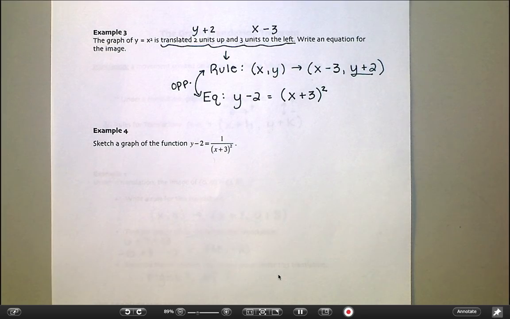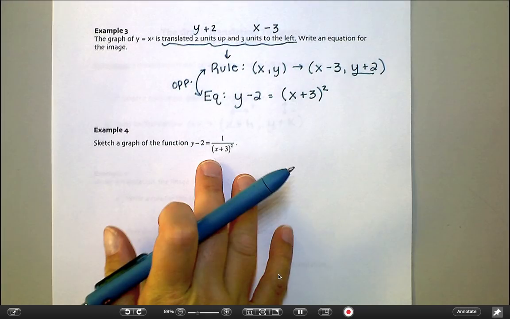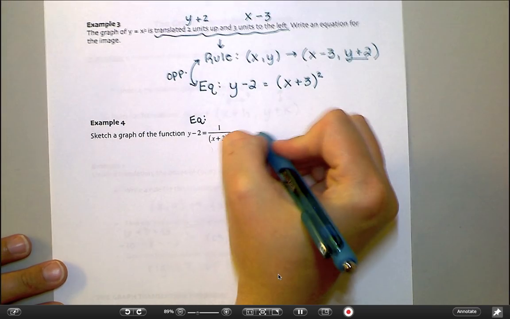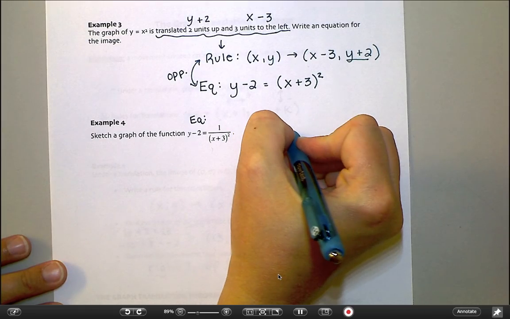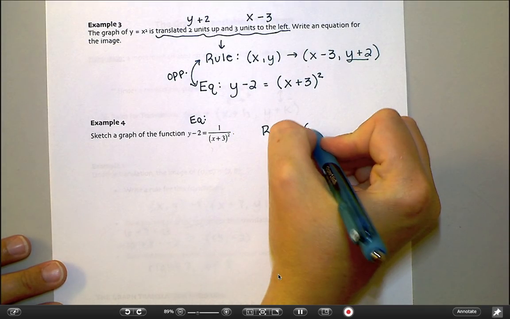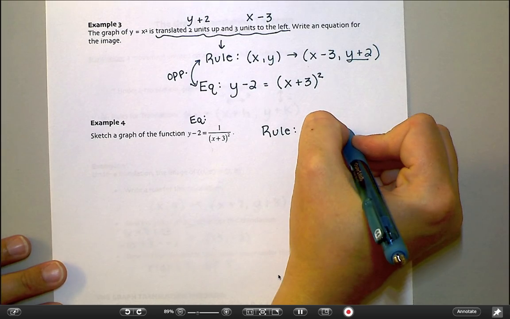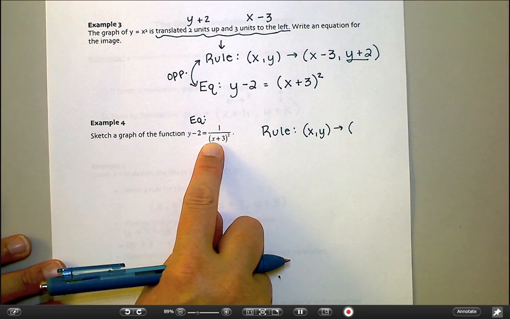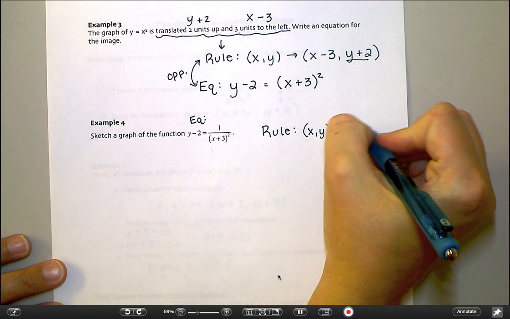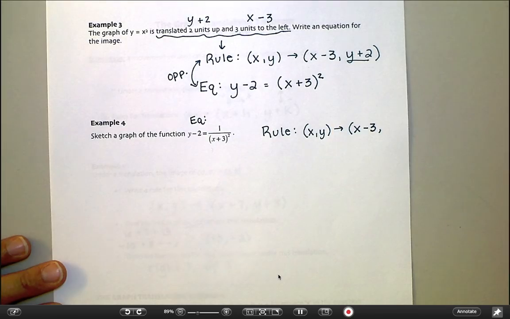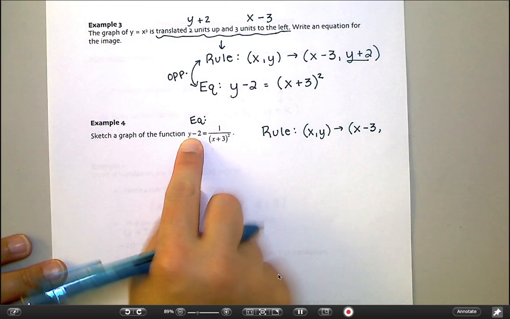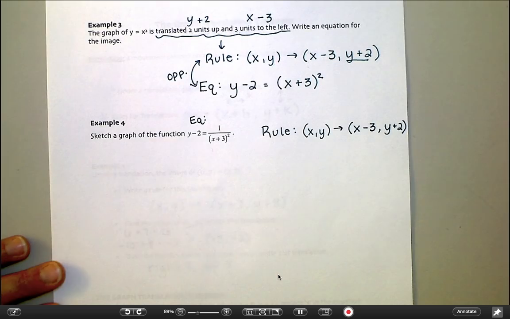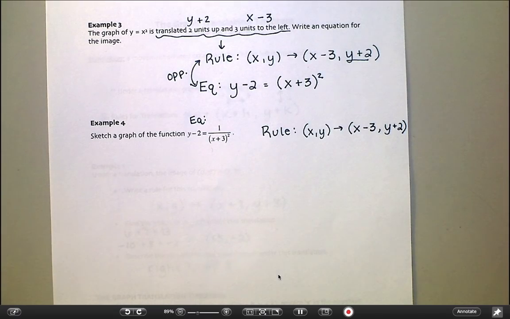Okay, one more quick one. Sketch a graph of this function, and they've given us an equation. So once again, before I start anything, I would start with a rule. And we're kind of going backwards here. I started with an equation this time, which remember, everything in the equation is backwards. So in my rule, where I see x plus 3 here, my rule would be doing x minus 3. And where I see y minus 2, my rule is going to do y plus 2. Things are like rebellious children. They do the opposite of what you tell them to.